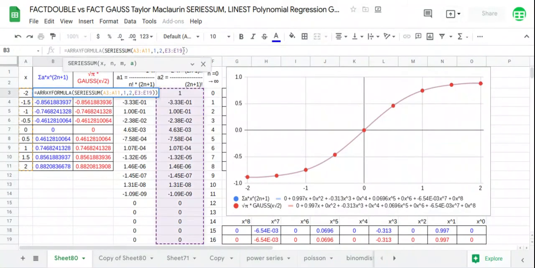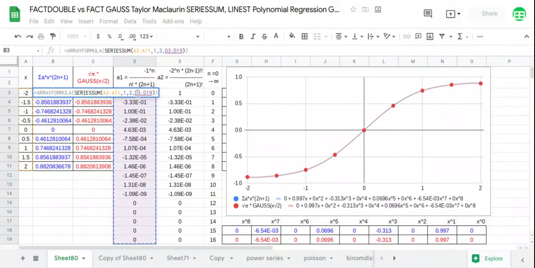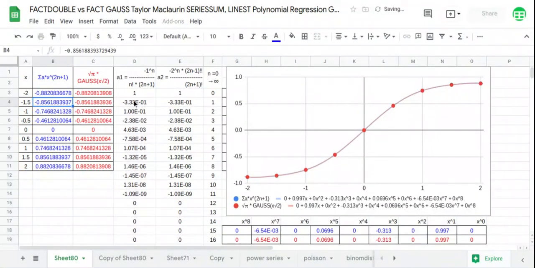Suppose I use the factorial. So we change this. Then enter. We still get the same polynomial regression coefficients. The polynomials remain the same. The trend line is still the same trend line, and the data sets remain the same. This completes the use of double factorial and factorial in the Taylor-Maclaurin series expansion of the Gauss function and its LINEST polynomial regression.